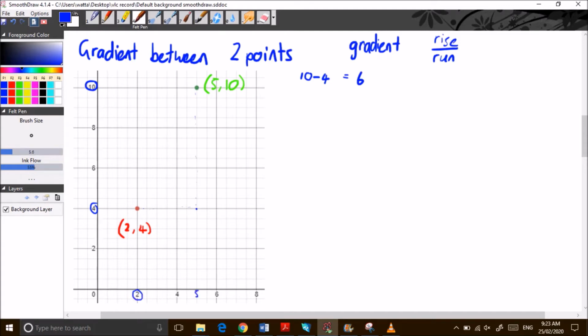Now our run will be how far along are we going? We're going along from 2 to 5 in the x direction. So that's 5 minus 2, that's a distance of 3. So our rise over run is 6 over 3, which simplifies to 2. So our gradient, our rise over run, is 2.